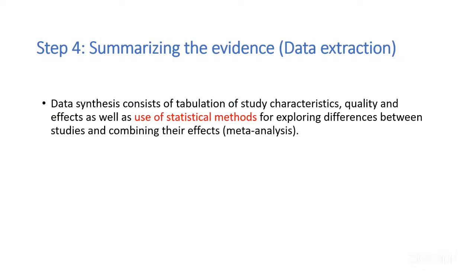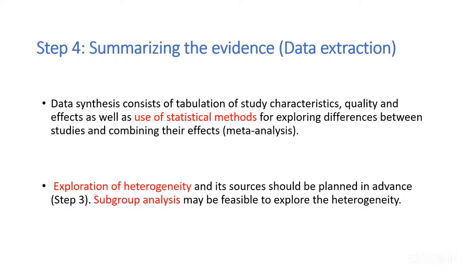Now, the final fourth step is summarizing the evidence. Once you are including the studies, you have to collect the data. How will you collect the data? How will you synthesize the data? This is based on making a table of the study characteristics, with columns for quality and effect, using the statistical method. Now one by one I will show you. And finally, in your analysis, you have to explore the heterogeneity by doing sensitivity analysis, subgroup analysis, or meta-regression.